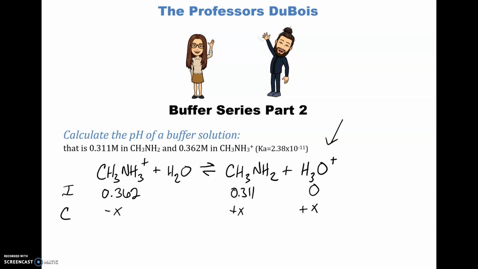But we have a Ka value here that is so small. It's so small that really at our equilibrium, the change, the x, is going to be very, very small compared to 0.3. Now, it is going to be significant compared to 0. So at equilibrium, we will have x for our H3O plus concentration. But we can safely say that we're going to be about 0.311 in our base and about 0.362 in our acid.